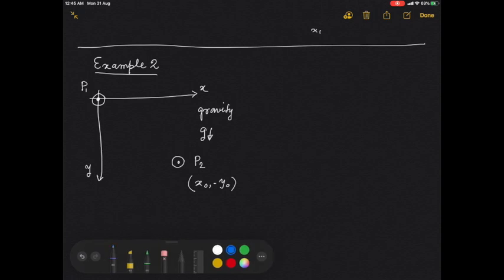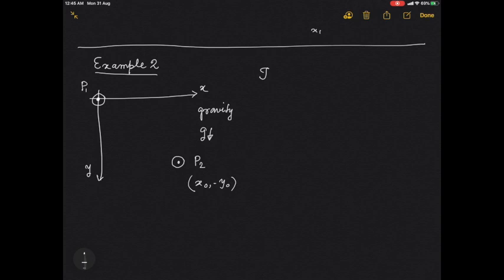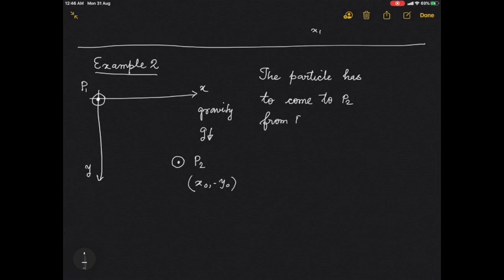So the question is, the particle has to come to P2 from P1 in the least amount of time. You see, it's a principle of least time. So this has a name. The name is the brachistochrone problem.